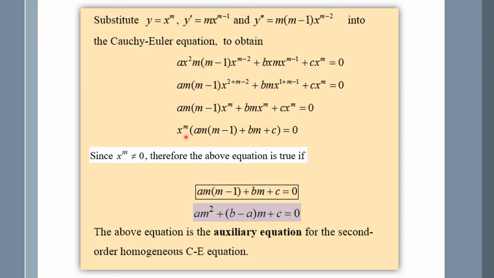So now we have a product of two factors equal to 0, meaning one of these has to be equal to 0 or both are equal to 0. However, we know very well that x to the power of m is never 0. Therefore, for this equation to be true, this expression am times (m minus 1) plus bm plus c has to be equal to 0. If we open up the bracket, we'll get the following form: am squared plus (b minus a) times m plus c equal to 0. This equation is referred to as the auxiliary equation for the second order homogeneous Cauchy-Euler equation.